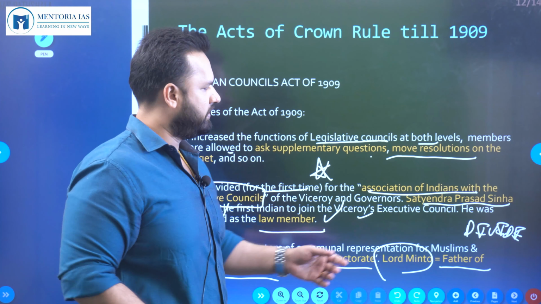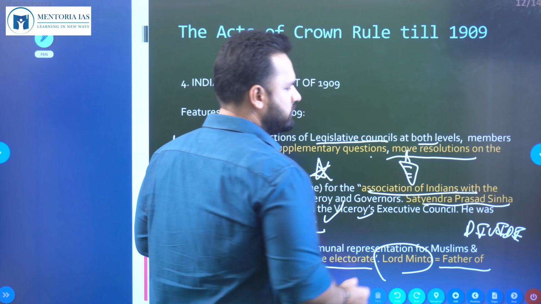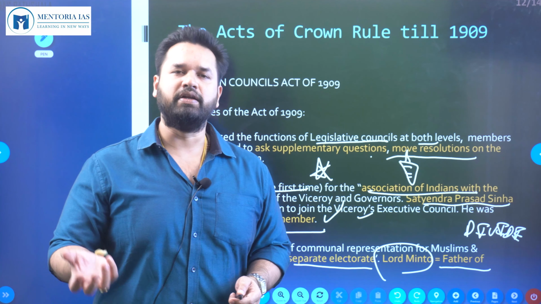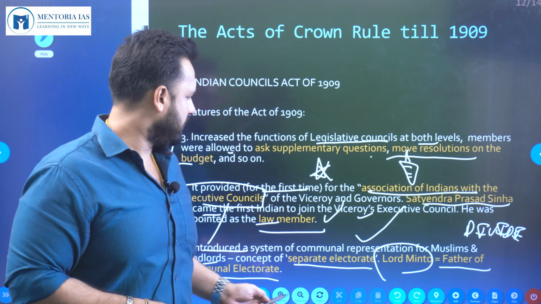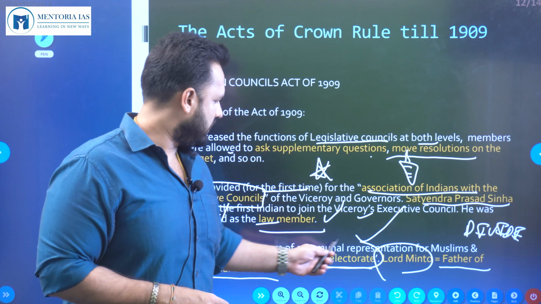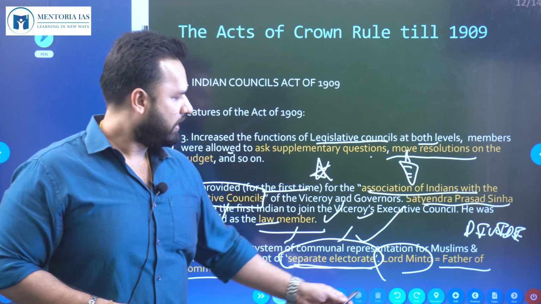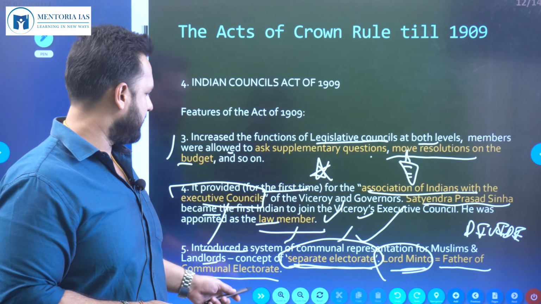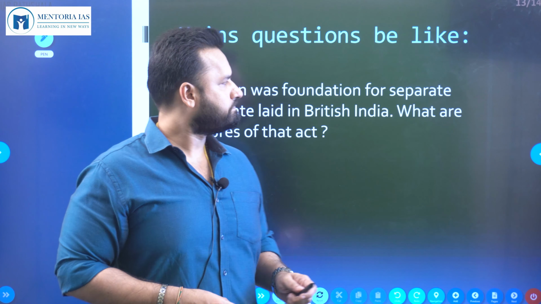So this is the stick. They gave representation. This is the carrot. They said provincial councils, you can have more members, we will take Indians into the executive council, but the true nature is revealed here. They divided us as Hindus and Muslims and Sikhs and Christians by providing separate electorate. And Lord Minto is called the father of communal electorate. That is why we are still suffering till date because of them.